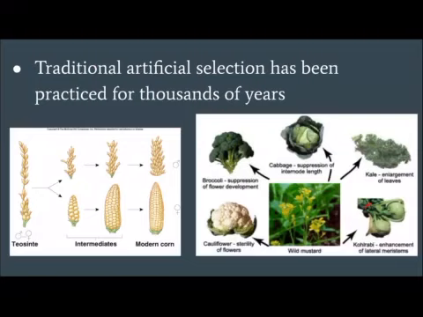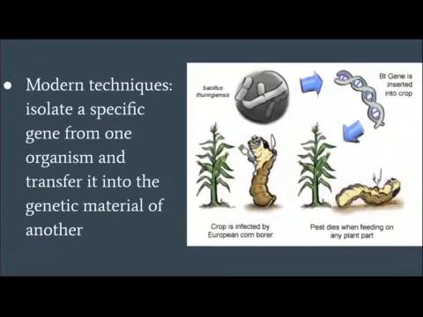Now, we've been using artificial selection for years. If you look at the diagram on the bottom left, the teosinte was a grain, and that's what, over time, we have crossbred to become our modern corn. You can see in the picture on the right all of the crops that have emerged from crossbreeding with the wild mustard plant. So broccoli, cauliflower, cabbage, kale, kohlrabi, all of those came from the same plant. And that's just pollinating these crops.